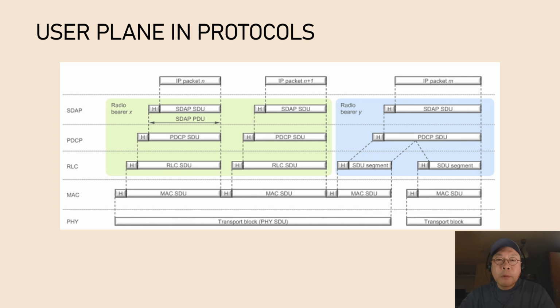the RLC provides a segmentation function. This function allows the data to be divided into smaller segments that fit within the maximum size of the transport block.